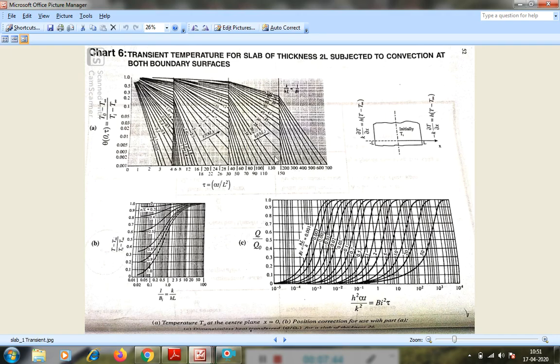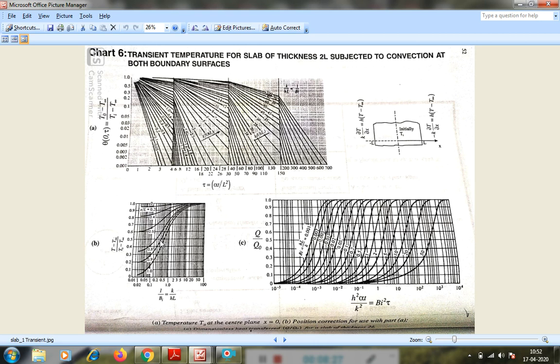Then again we go for the chart, chart B. Along the y-axis there is T minus T infinity by T0 minus T infinity, where T is the temperature at a particular radius or particular distance, T0 is the center temperature and T infinity is the ambient temperature. 1 by Biot number is along the x-axis, and on the curves it is the x by L ratio. X is the distance from the center at which the temperature is required, and L is half of the length of the slab. That ratio is 0.6 we got.